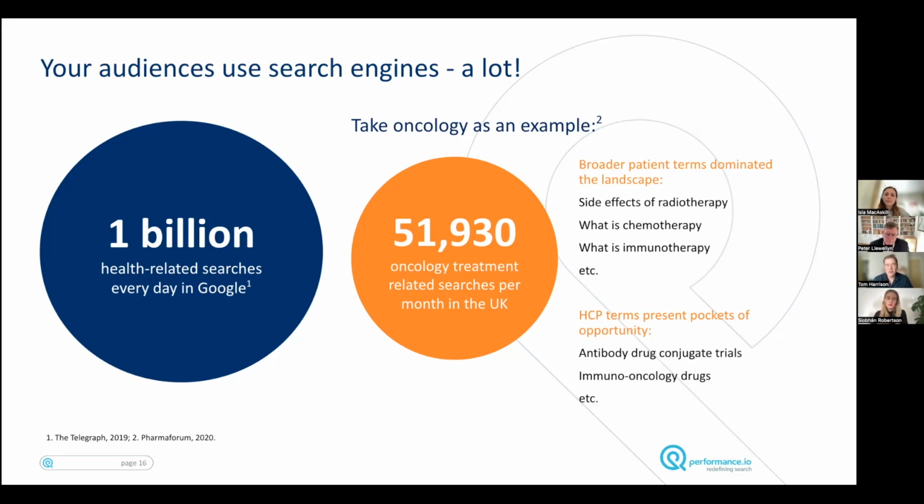And you know that your typical HCPs, particularly oncologists, won't be searching for such generic terms, but you also find these pockets of opportunity where you see a complex medical term that only a doctor who's prescribing, working with those treatments will be searching for. So if you see that you have a lot of traffic around terms like antibody drug conjugates, immuno-oncology drugs, things like that, then that gives you a really good idea of what your target HCP audience is actually searching for, and you can tailor your content.